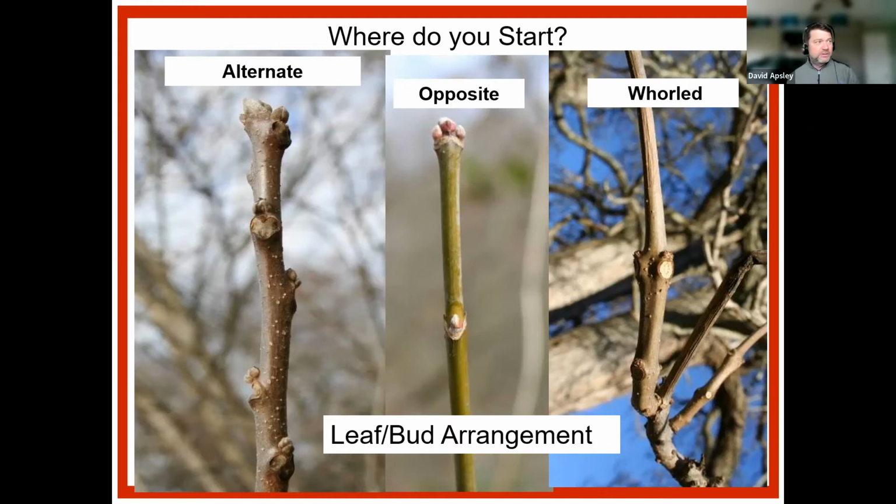Let me go back one. I guess my back arrow is not going to work, so I won't bother with that. But a node is a point where the leaves are attached. And if there's a single leaf at that point, it's called alternate. If there's 2 at that point, it's called opposite. And if there's 3, it's called whorled.